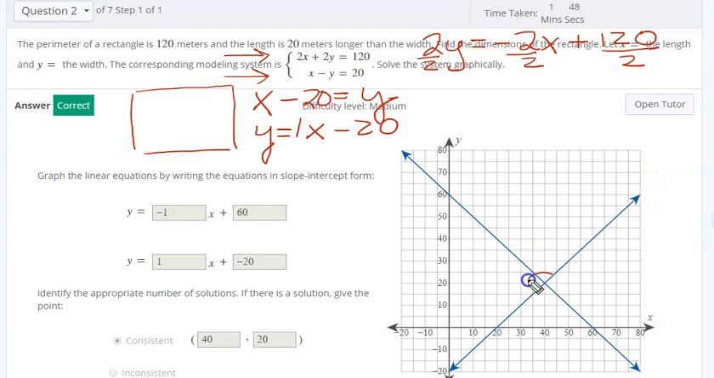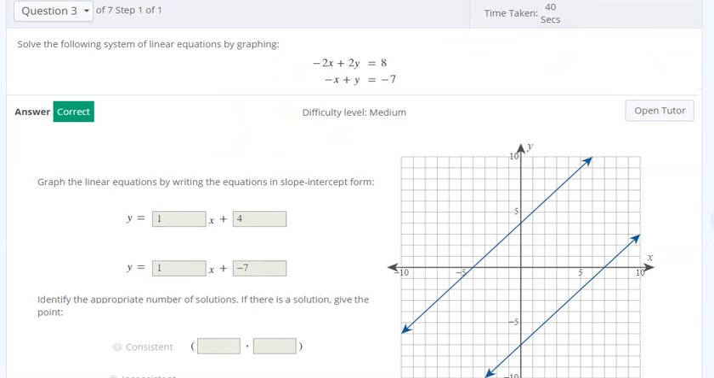And now you are to read from the graph, what is the point of intersection? Well, the point of intersection for the x value is 40. You can see that right here. And then over here, 20. And that's what you put there. So they're saying the y is the width and the x is the length.